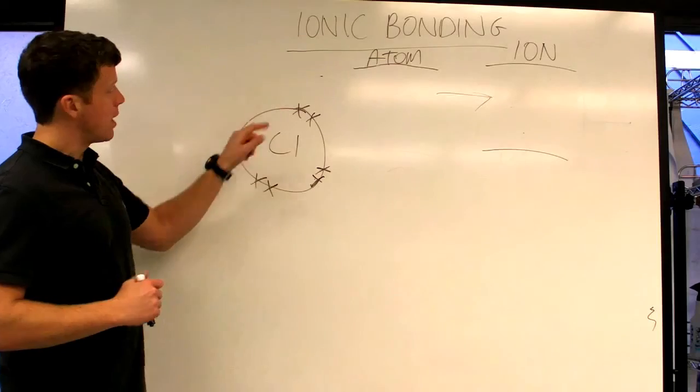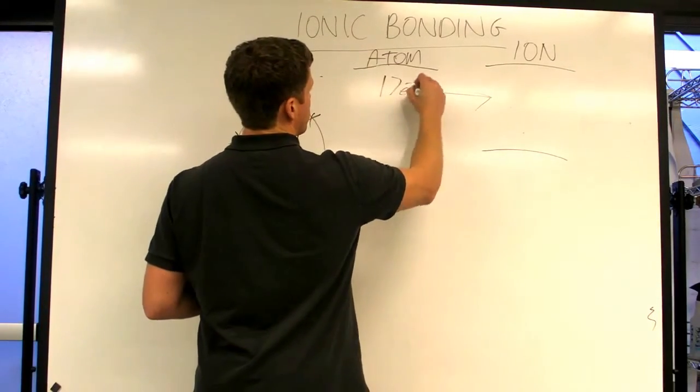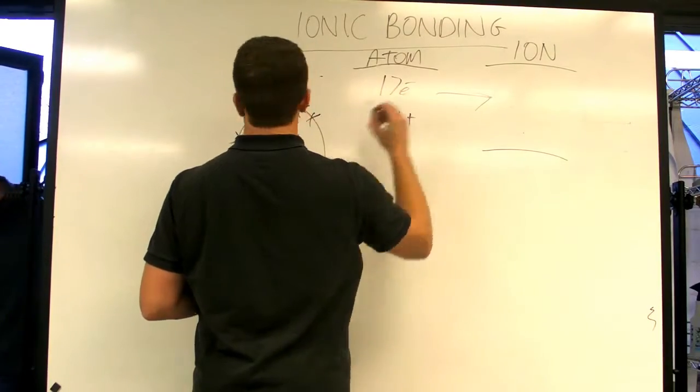So chlorine can gain 1 electron. So it's got 17 electrons, 17 protons.